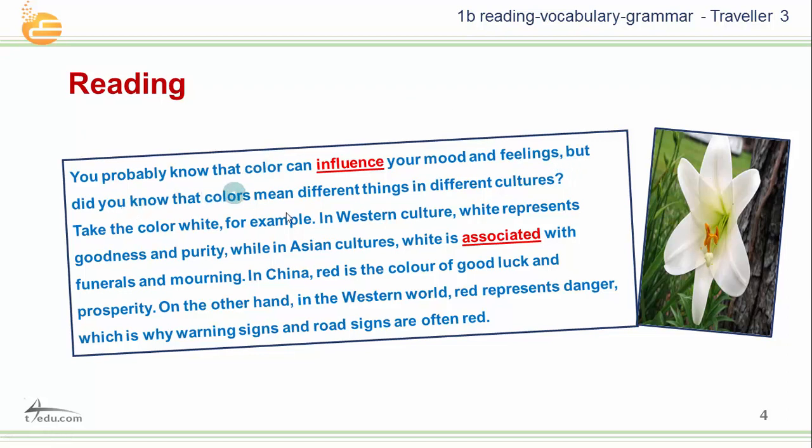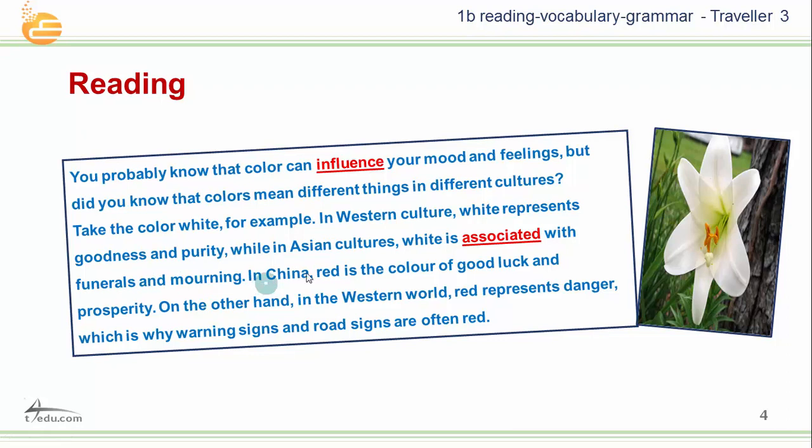You probably know that color can influence your mood and feelings. But did you know the colors mean different things in different cultures? Take the color white, for example. In Western culture, white represents goodness and purity, while in Asian cultures, white is associated with funerals and mourning.